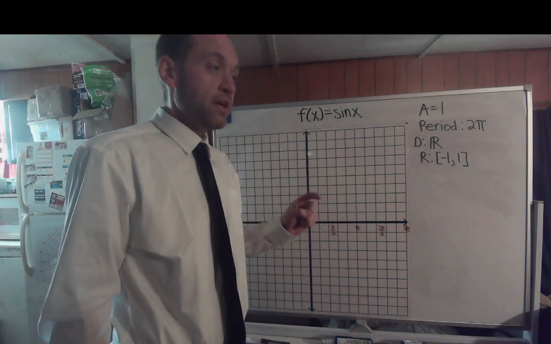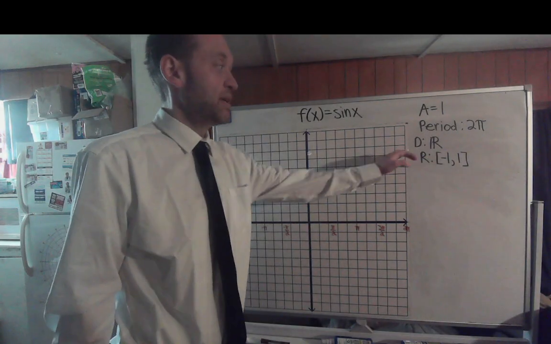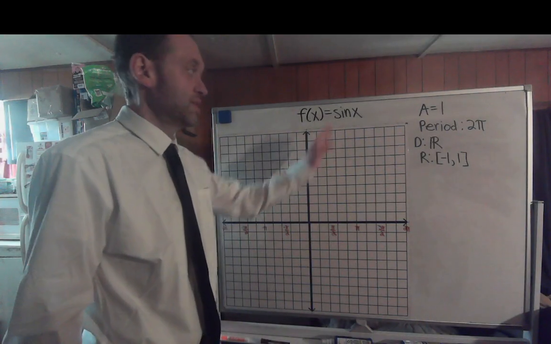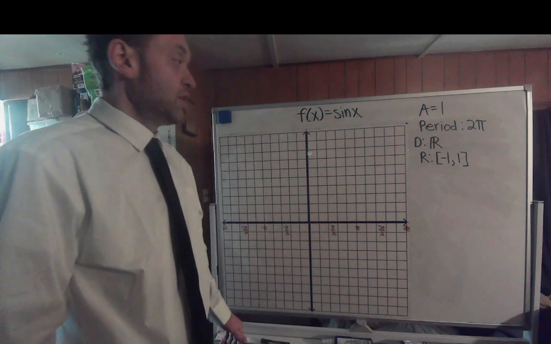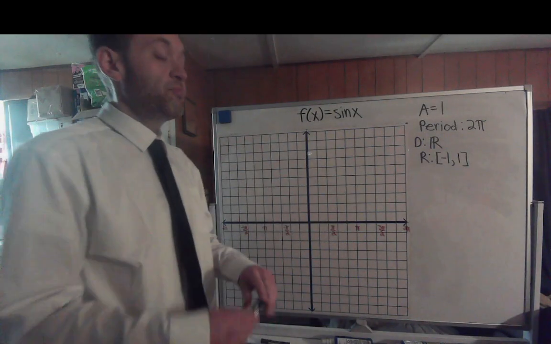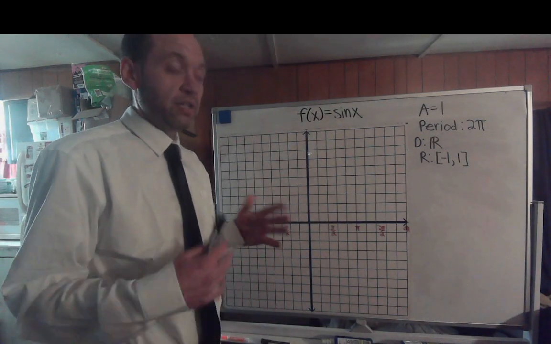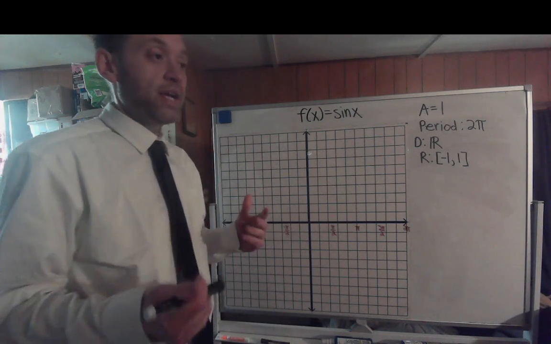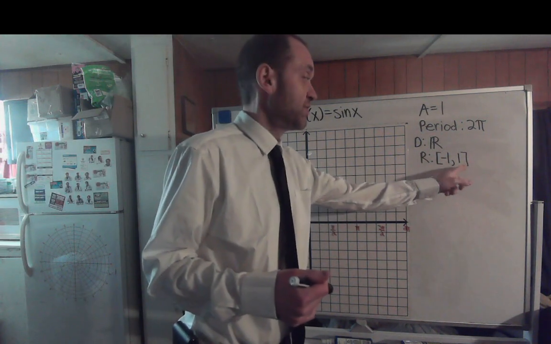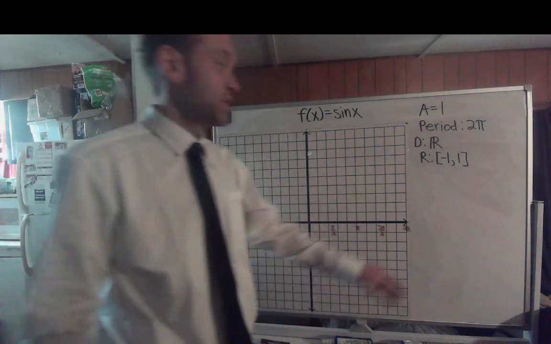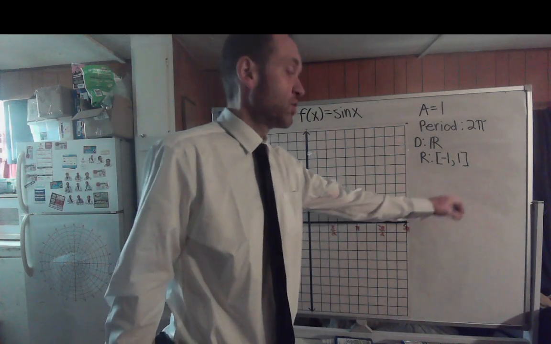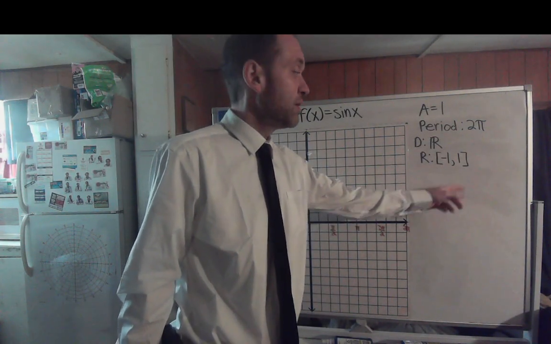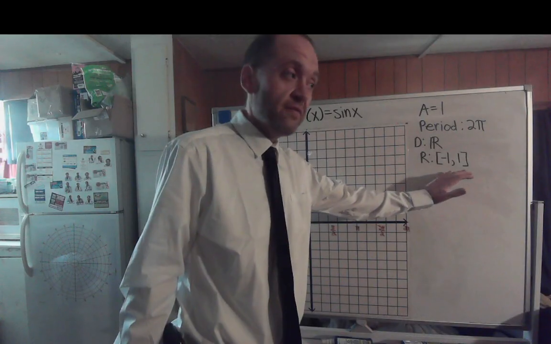Now your domain of the sine function is just going to be the set of all real numbers. There's no value of x that would make this undefined. Now your range is from negative 1 inclusive to 1 inclusive. It's never going to be less than negative 1, it's never going to be greater than positive 1. So it could be negative 1 up to positive 1 and any value in between.